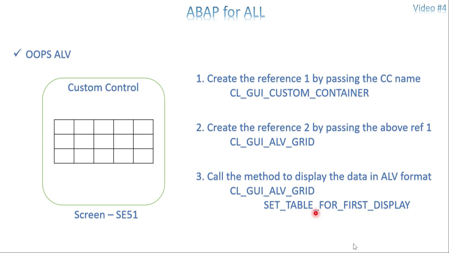I can say this is a replacement of your function module list or grid display, right? So instead of function module, we are going to use this particular method to display your ALV. So these are the three very basic steps if you want to populate an ALV with the help of object-oriented concept. Okay.